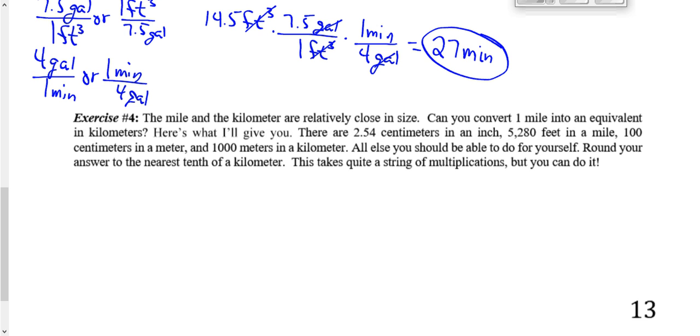Has anybody ever been in Canada? No. I've been to the Dominican Republic, though, and they use kilometers there. It's kind of weird.